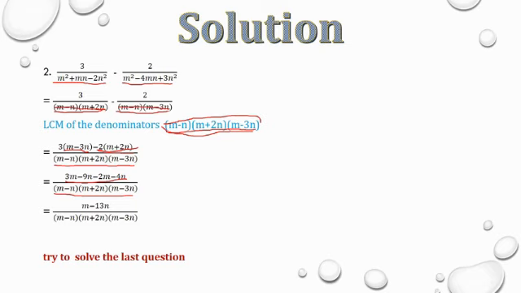So if we simplify the numerator, we are left with m - 13n, and on the denominator we've got (m - n)(m + 2n)(m - 3n). We can no longer factorize the numerator, hence there is no common factor. So we've actually simplified our algebraic fraction. So try to solve the last question on your own, okay, following the exact same steps that we have been doing. Don't forget to factorize both the numerator and the denominator.